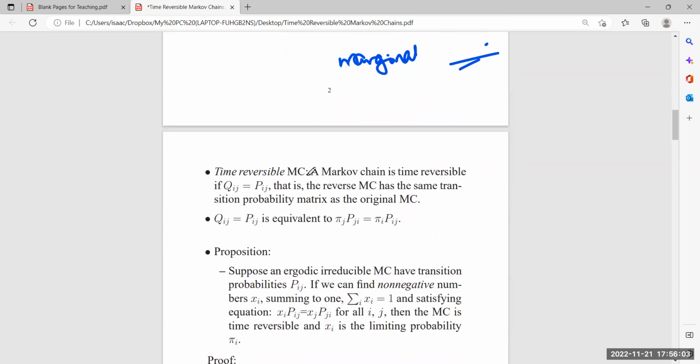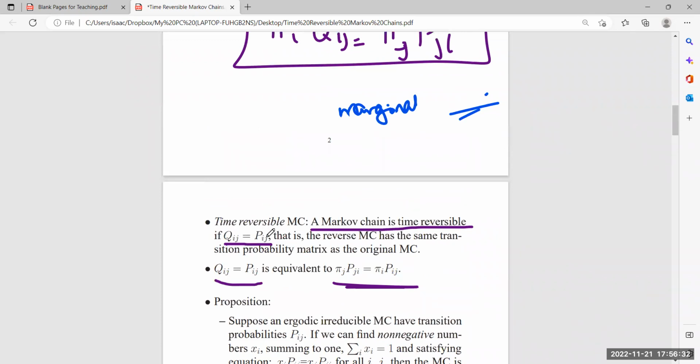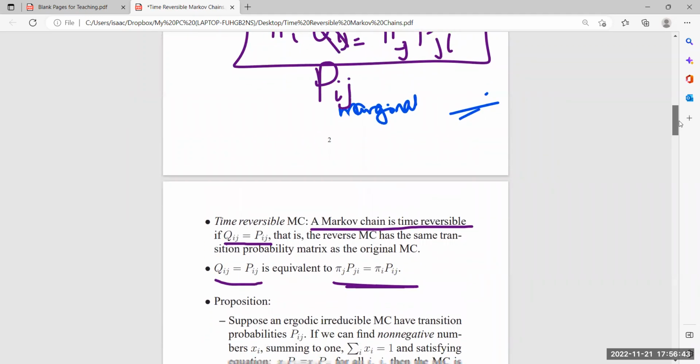Now, time reversible Markov chain. A Markov chain is time reversible if Qij is equal to Pij. So now we're making another assumption: if it's time reversible, then the probability of moving from i to j, either going forward or going backwards, is the same. So Qij equal to Pij is equivalent to saying this. If we make the assumption that Qij is equal to Pij, then all we are doing is transforming this to Pij. So we have this relationship in a time reversible Markov chain.